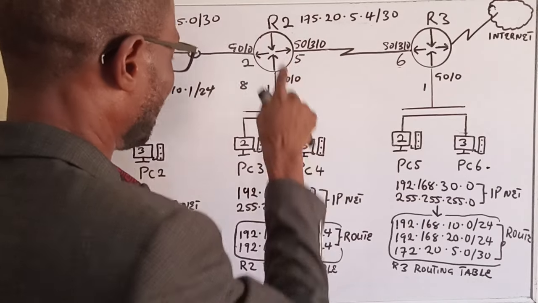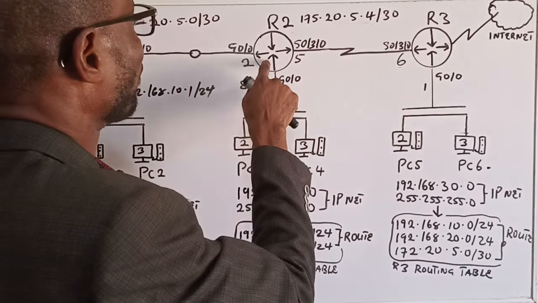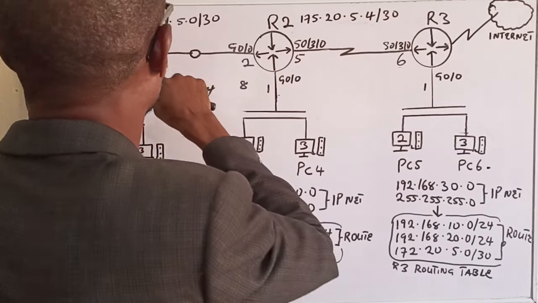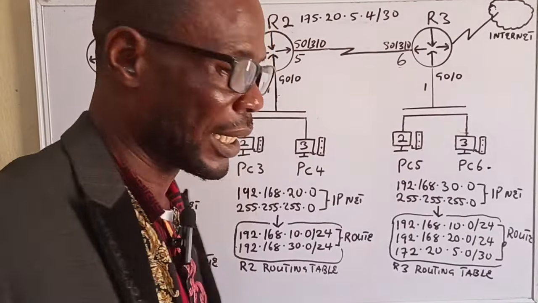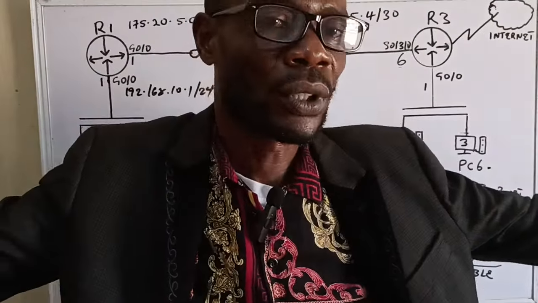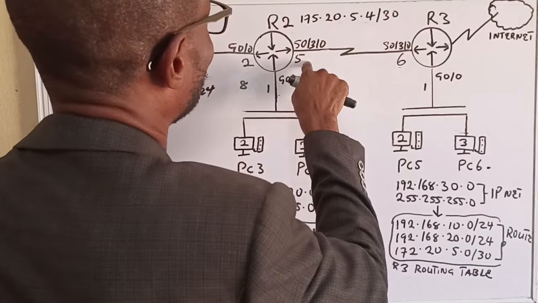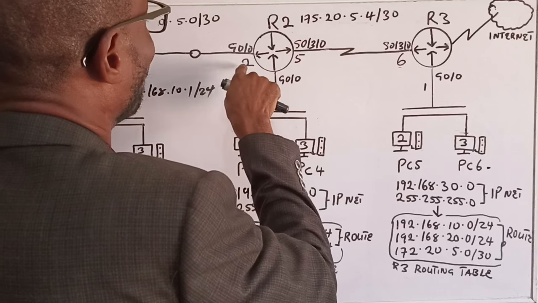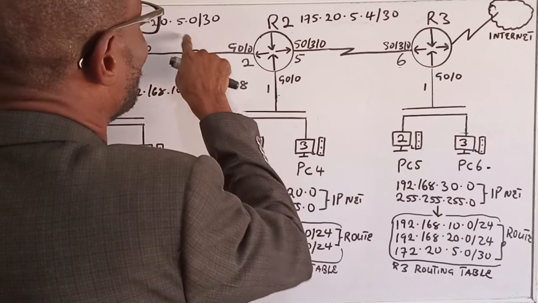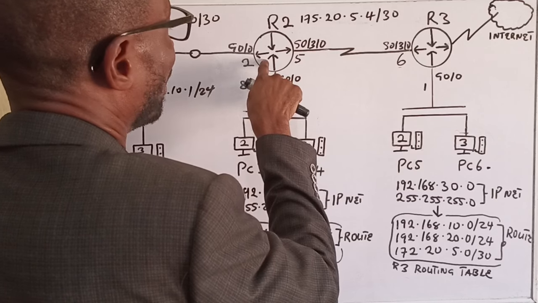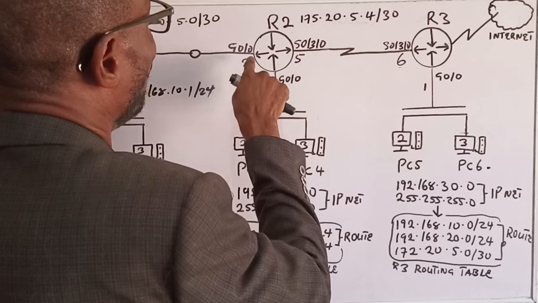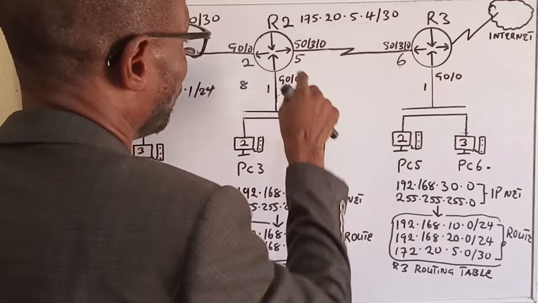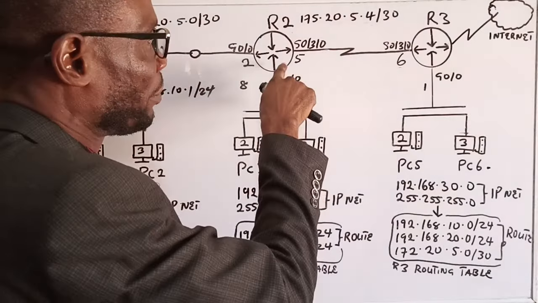But the IP addresses of the directly connected networks are missing here. Do you know why? Because this router is connected to this network and to this network. The IP addresses have been configured inside this router on this serial link, and on this link. So this router has these networks in its routing table automatically by default, and that is why they are missing here.